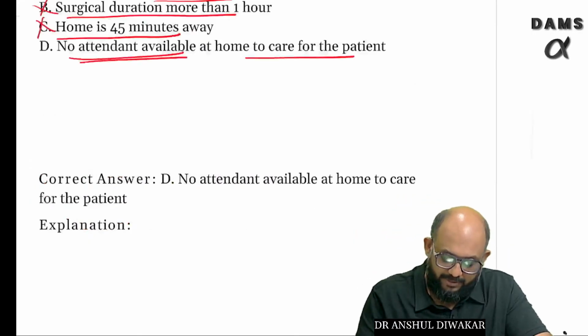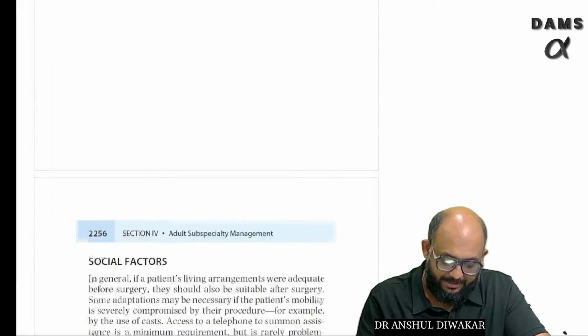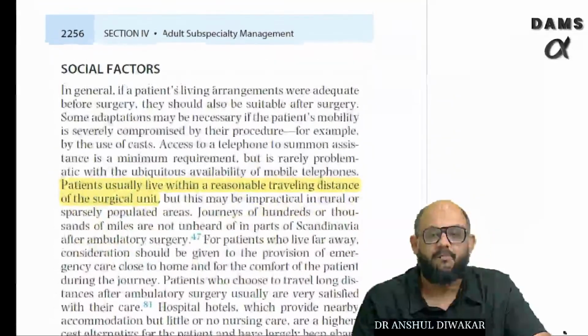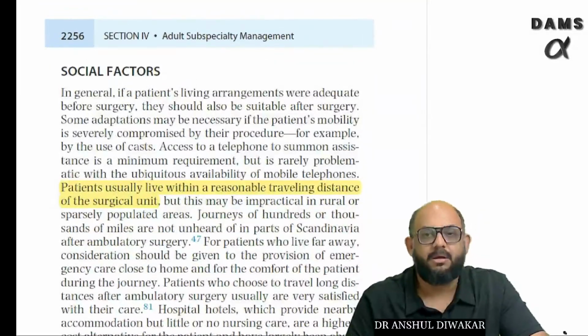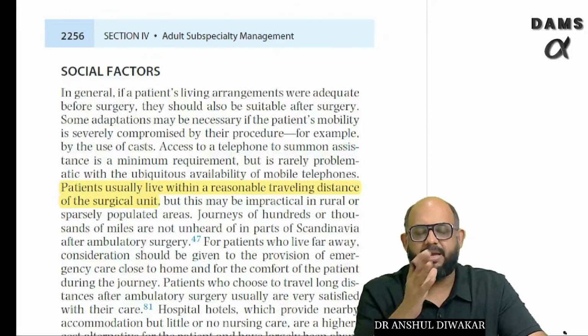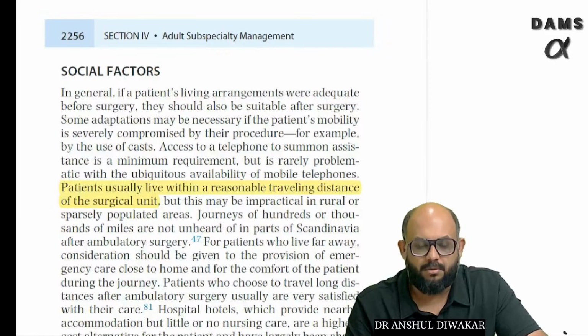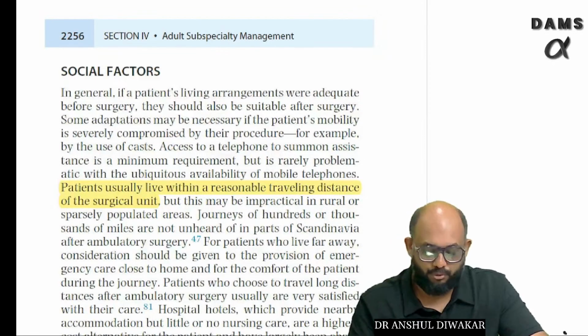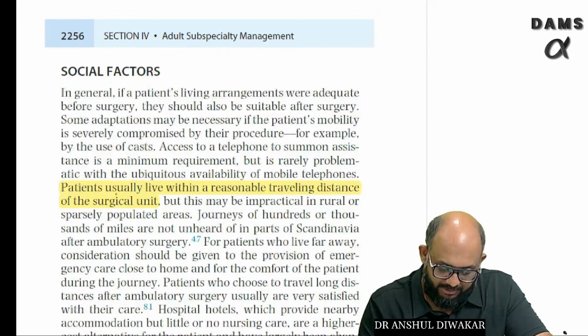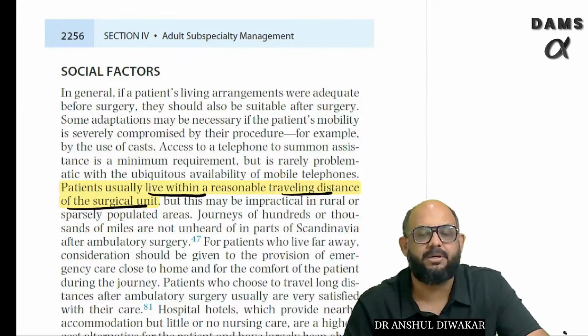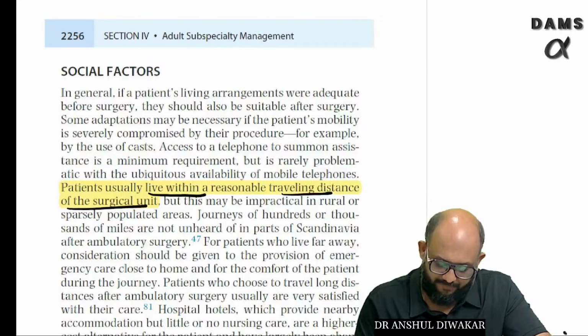So when I dived into the guidelines, this is from Miller's textbook of anesthesia. Let's just see that they have medical factors, surgical factors, and social factors which are responsible for daycare surgery. What it says is that patients usually live within a reasonable traveling distance of the surgical unit, and reasonable traveling distance is about an hour, as given in different guidelines.